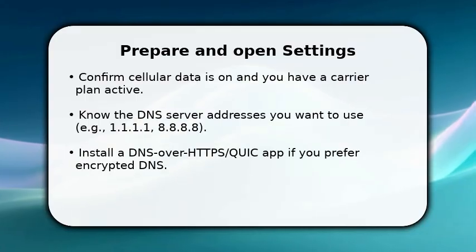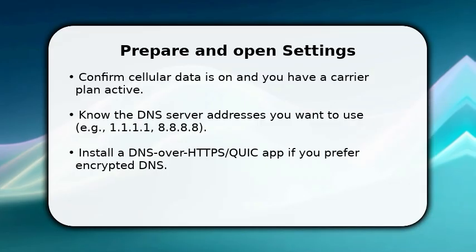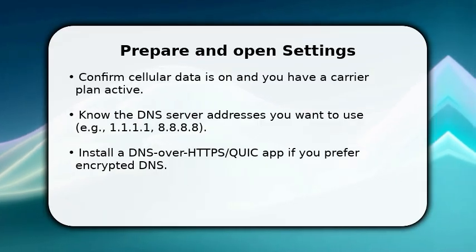You start by confirming cellular data is active and you know the DNS addresses you'll use. Open Settings and tap Cellular. Make sure cellular data is toggled on.